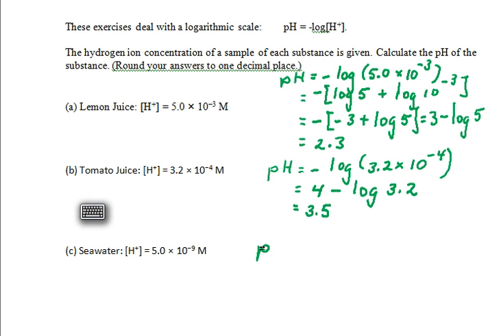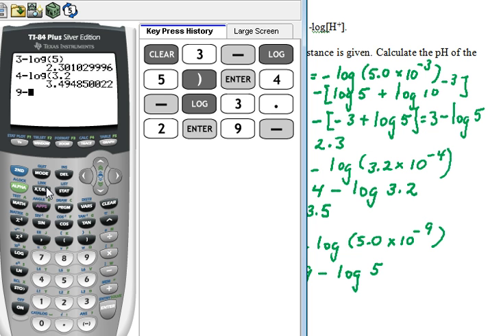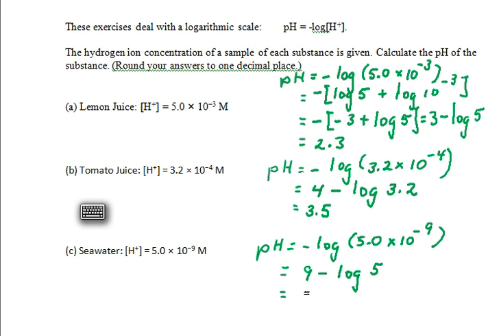For seawater, we'll have the pH equals the opposite of the log of 5.0 times 10 to the negative 9, which will give us 9 minus the common log of 5, and that is approximately 8.3. And so pH of 8.3.